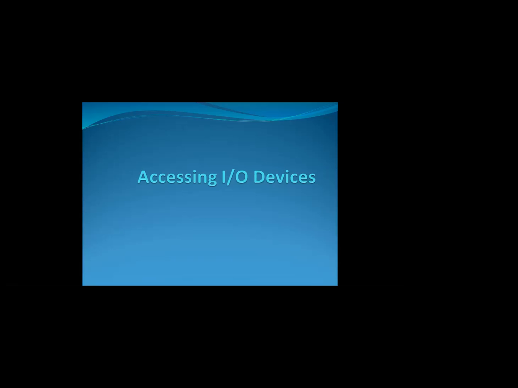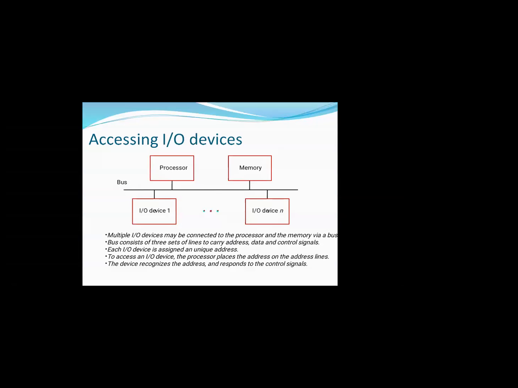Accessing IO devices is nothing but accessing data from the input device and transferring data. The processed results are transferred to the output devices. That's why we are talking with respect to the processor receiving the data from the input device and transferring the data to the output devices. This is commonly known as accessing IO devices. This is the block diagram for accessing the IO devices.